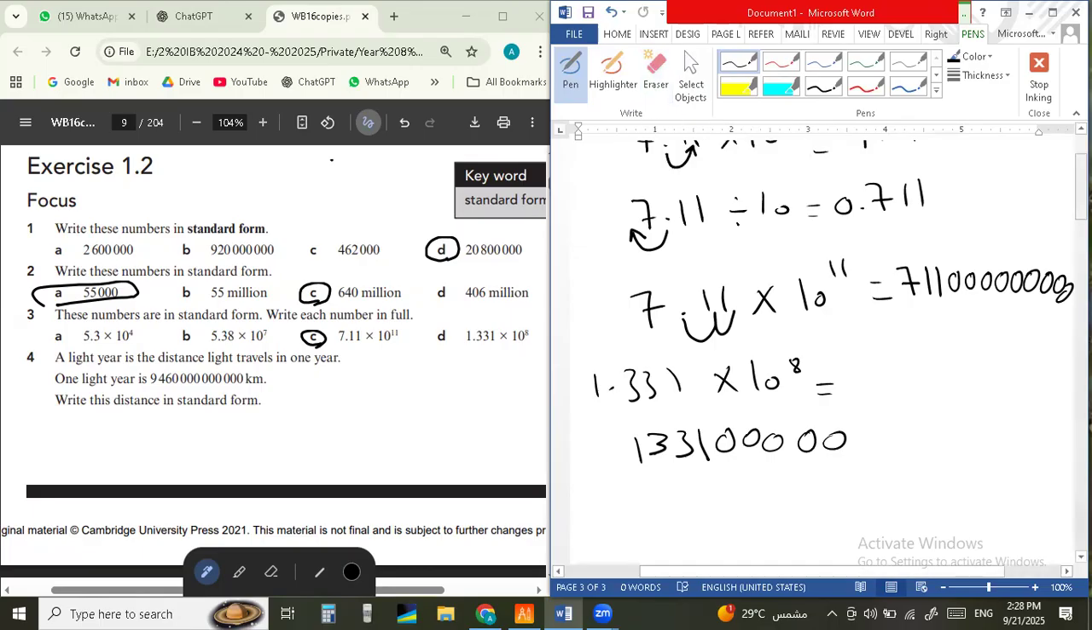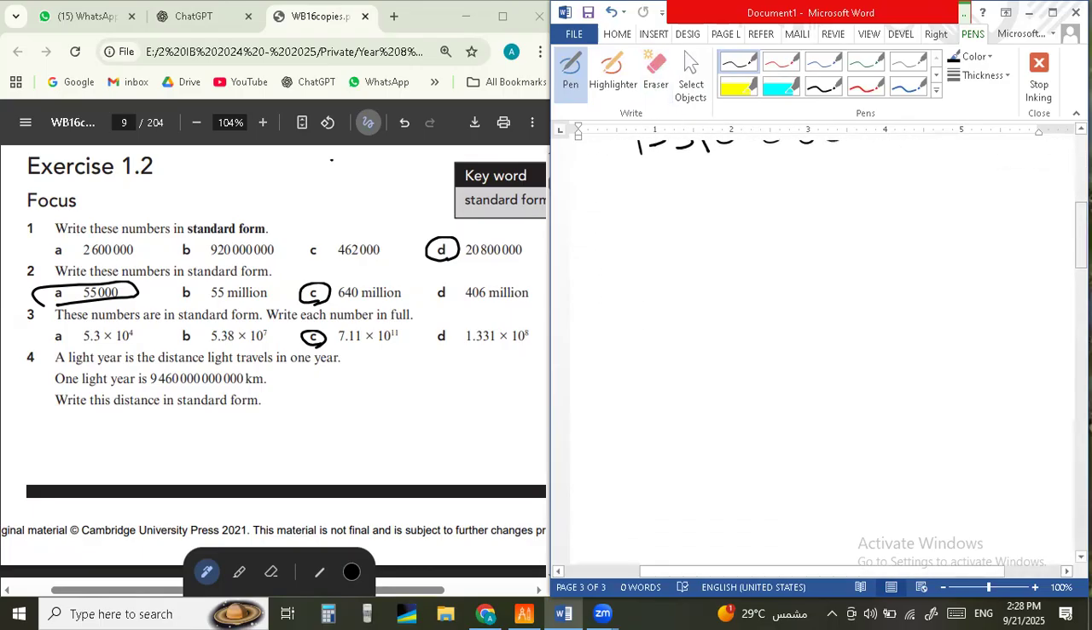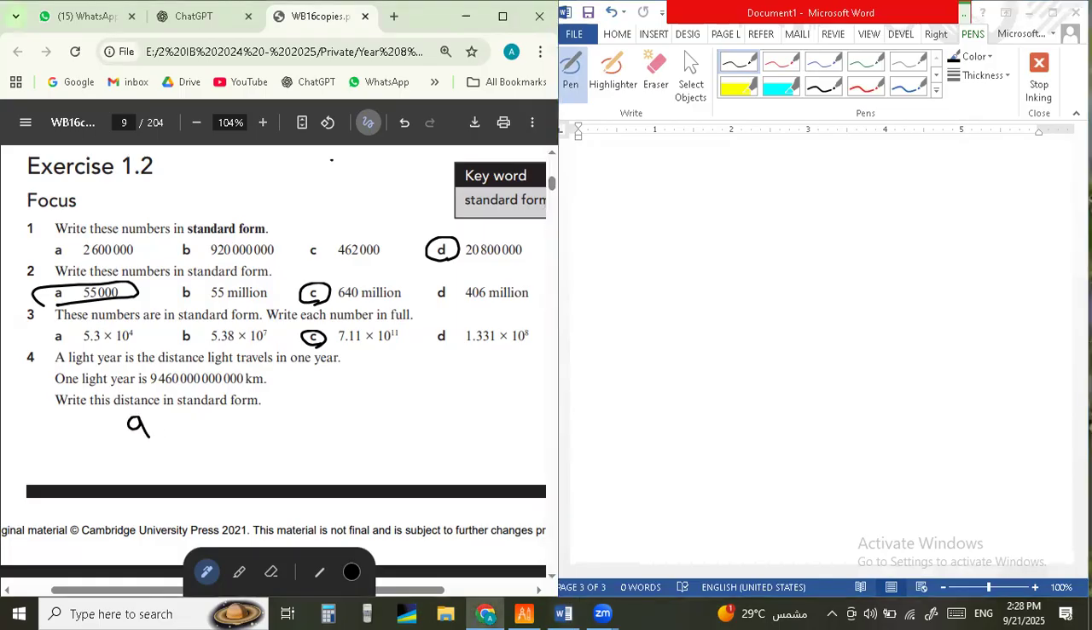Great. Let's continue. Question 4 says to you, a light year is the distance light travels in 1 year. 1 light year is this big number. Write this distance in standard form. How can I write this distance in standard form? Well, let's answer it right away instead of just copying the number. Good. So to write it in the standard form, mister, I need it to be 9.46. Great. Okay, no problem at all. Why?